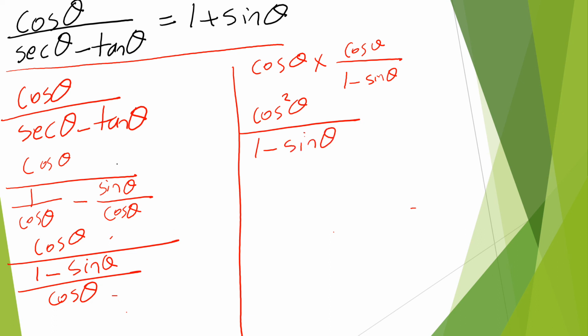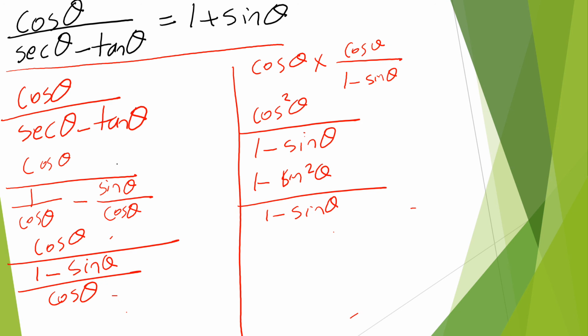Okay, and now because I've got cosine square theta and there is no cosine on the right hand side, I'm going to open up the cosine using cosine square plus sine square equals 1. So I'm going to re-substitute, instead of cosine square, I'm going to write 1 minus sine square theta over 1 minus sine theta. Now we want to reduce the power.